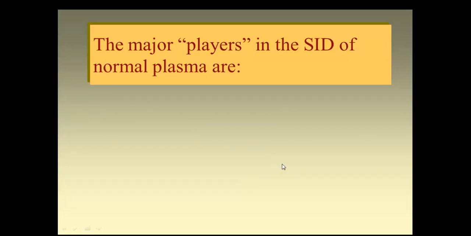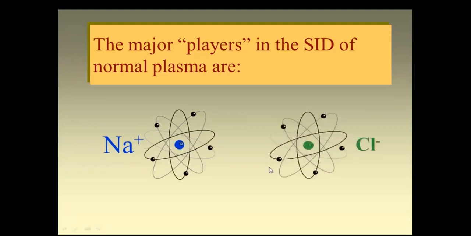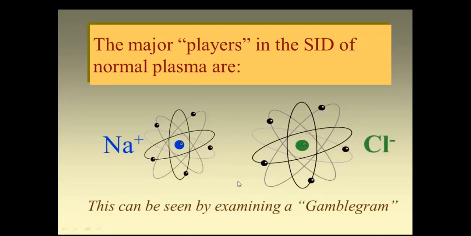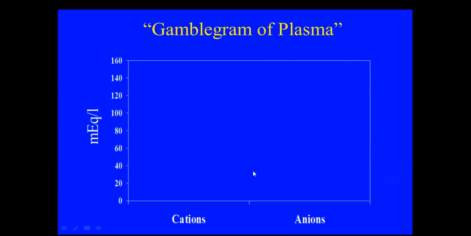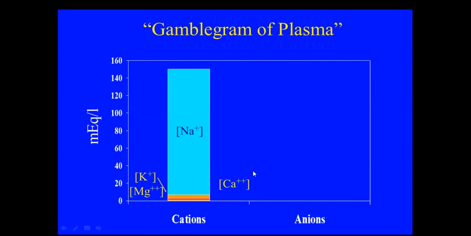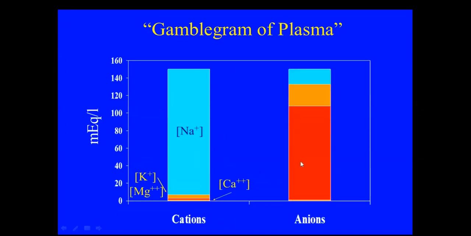Now, the major players of the SID in normal plasma are sodium and chloride. And so we can actually really reduce this analysis to sodium and chloride because the others don't change much. Here again is a gamblegram of plasma with cations and anions, so the prominent sodium and the prominent chloride, and then bicarbonate and the protein effect. So the potassium, magnesium, and calcium are very important. I don't want to put them down for the other functions, but for acid-base, they can't change much.